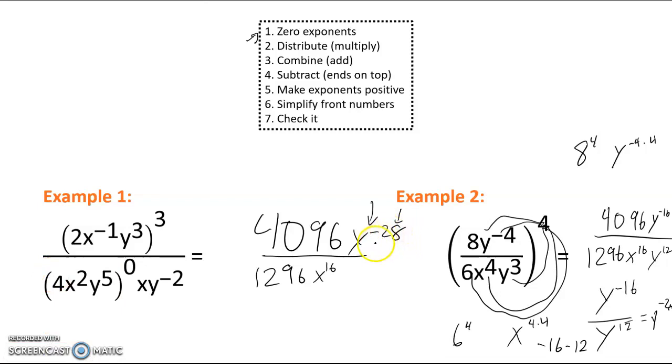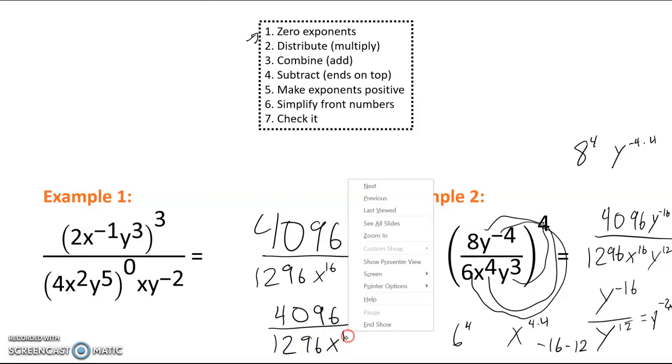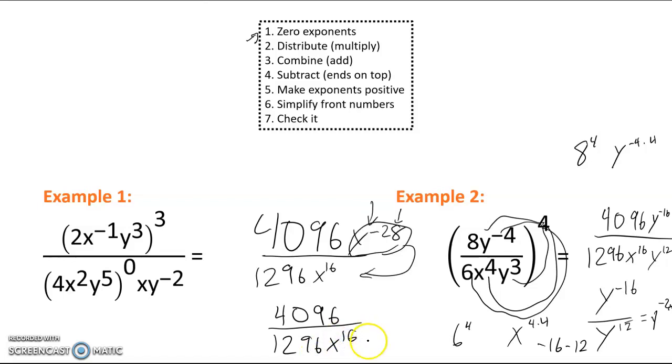Now, it's up to this exponent whether or not we move it to the bottom. Now, it's y to the negative 28th power. That's a negative exponent. I need to get rid of that, and the way I do that is I move it down here. So we're going to get 4,096 all over 1,296 x to the 16th power, and then y to the 28th, again, because we just turned this into a positive exponent when we move it to the bottom.